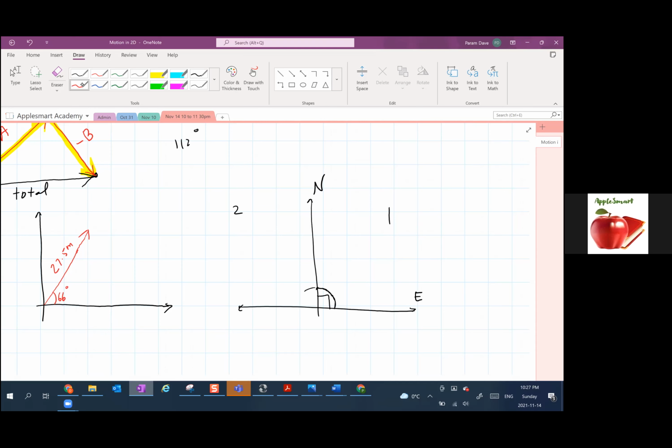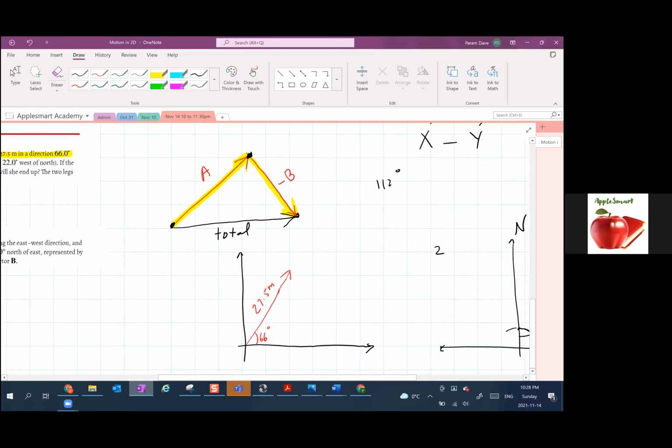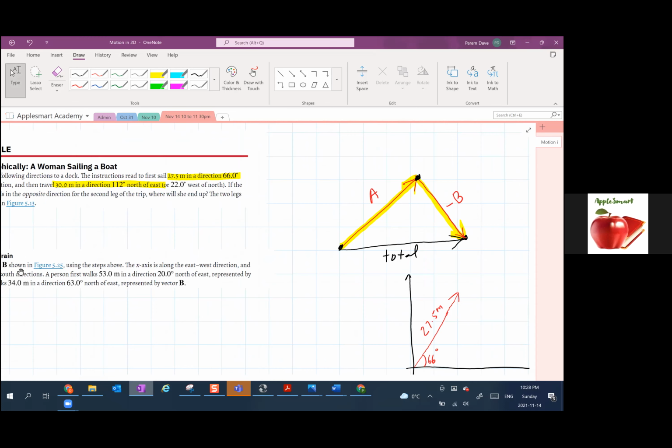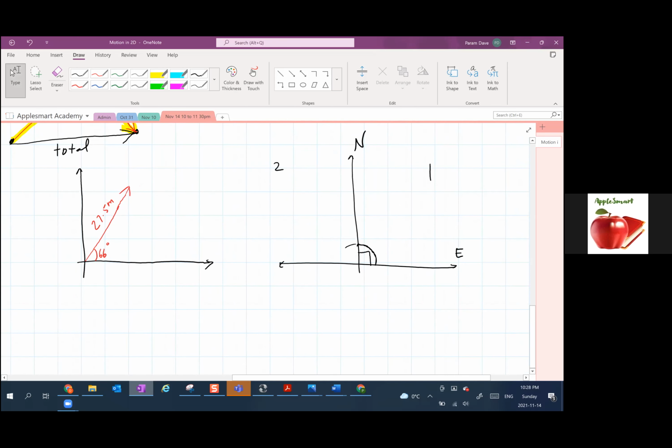And so that's the direction in which she should be going by 30 meters. Okay, so it's going to look like this. So 5, 10, 15, 20, 25, 30, roughly in that direction, which is the same as 22 degrees west of north. All right, so she had to do this.